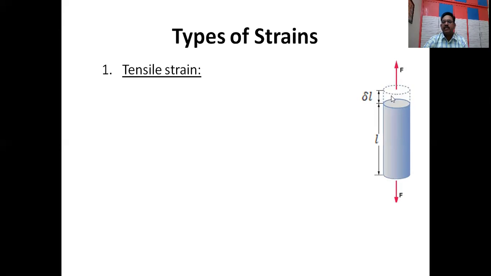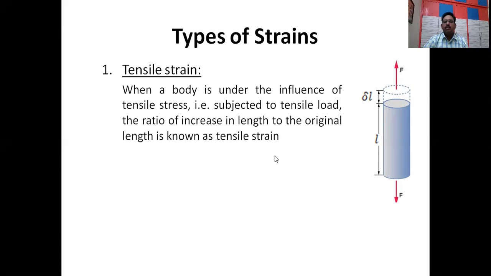So imagine this figure here. When a body is under the influence of a tensile stress, that is, subjected to a tensile load, the ratio of increase in length to its original length is known as tensile strain. For example, this is the original body, it is subjected to some load, and you know these are two equal and opposite pulls along its axis. F is the force, and when it is subjected to it, then the stress will be there.